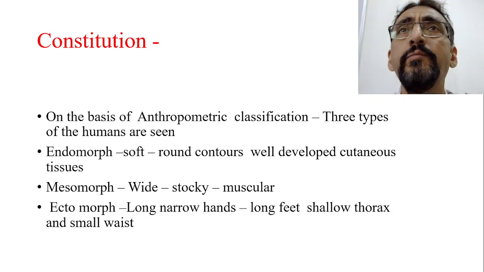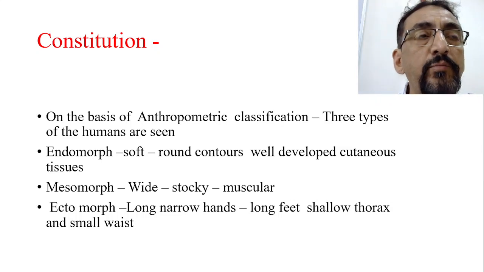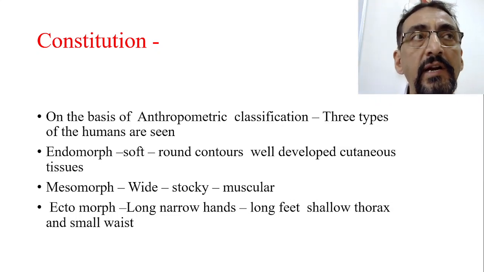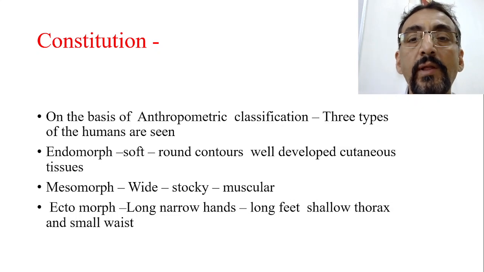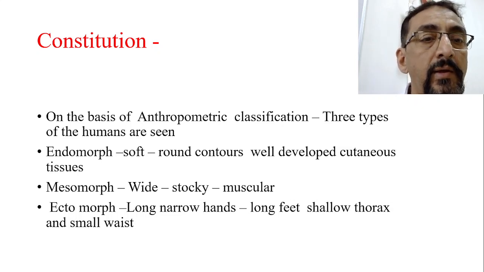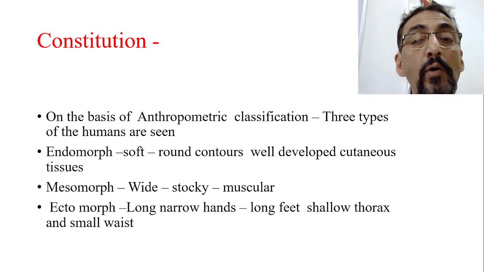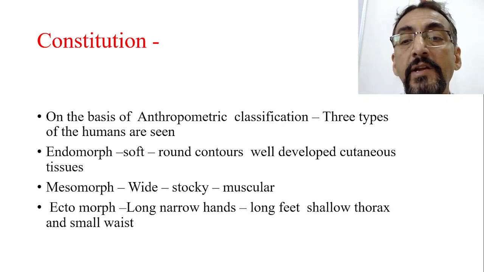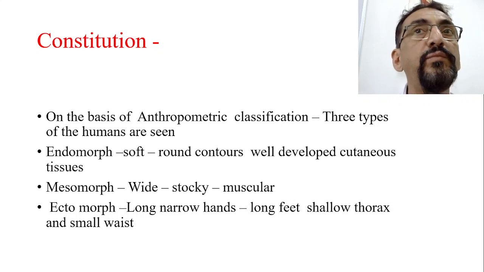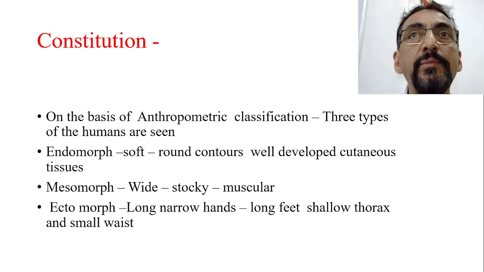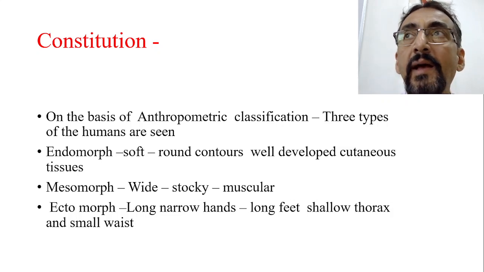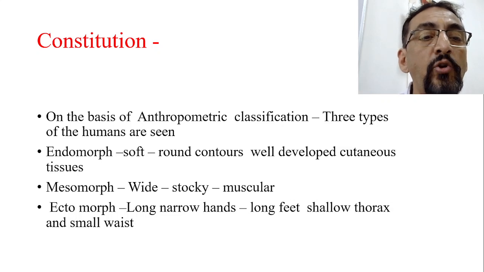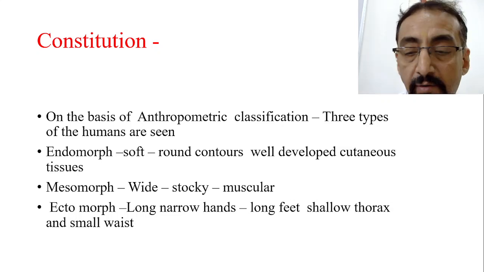What do you mean by endomorph body constitution? Endomorph means the person, the child, is very soft, with round contours of the body and well developed cutaneous tissues. Again, almost the same as Kapha. Mesomorph is wide, stocky and muscular, whereas ectomorph has long narrow hands, long feet, shallow thorax and a small waist. The properties match the Vataja person. So this is based on the anthropometric measurements. We usually go for endomorph, mesomorph and ectomorph.